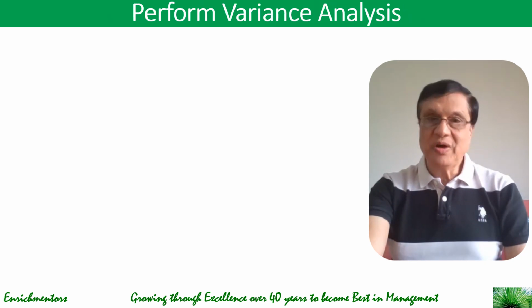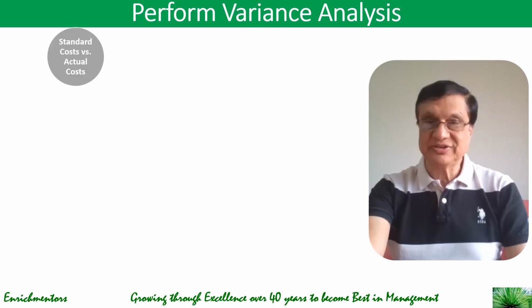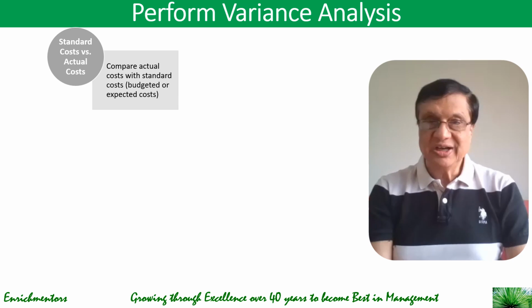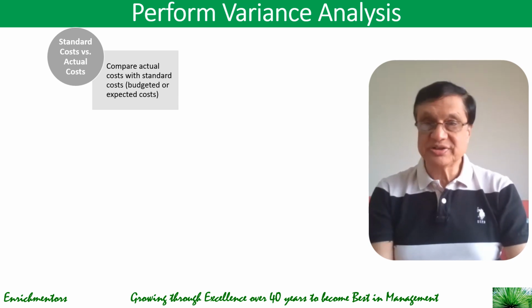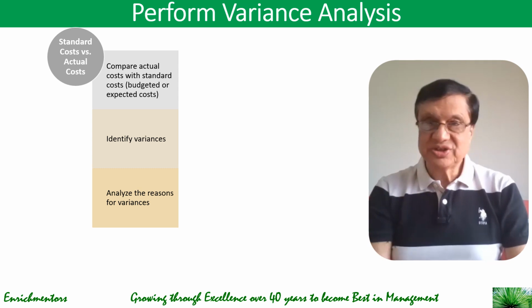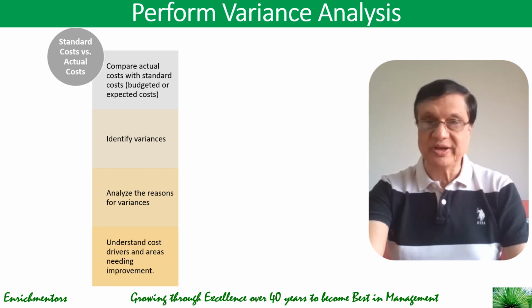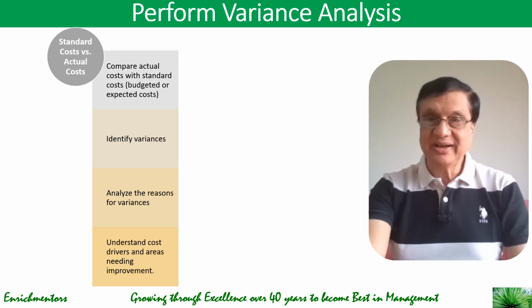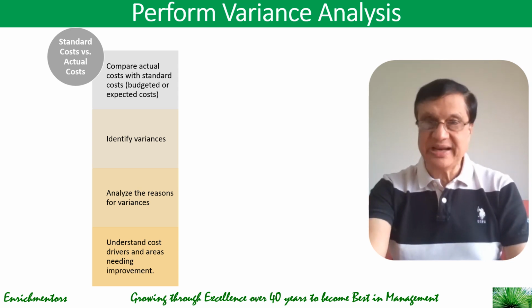Next would be to perform the variance analysis. And there are two things you can do. One is standard cost versus actual cost comparison. You compare actual costs with standard cost, standard cost here meaning budgeted or expected cost, to identify what the variances are, where things are lower or higher. And then you analyze the reasons for variance to understand the cost drivers and the areas needing improvement. So that's how you analyze the actual cost versus the standard cost.